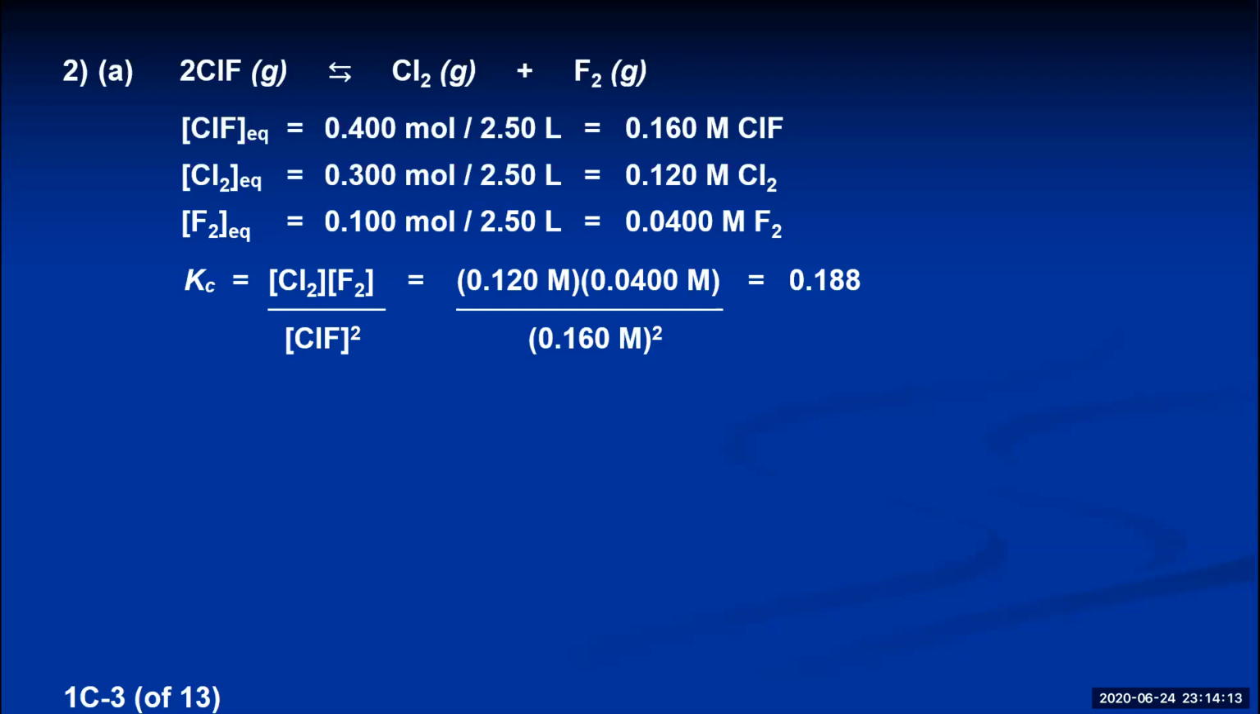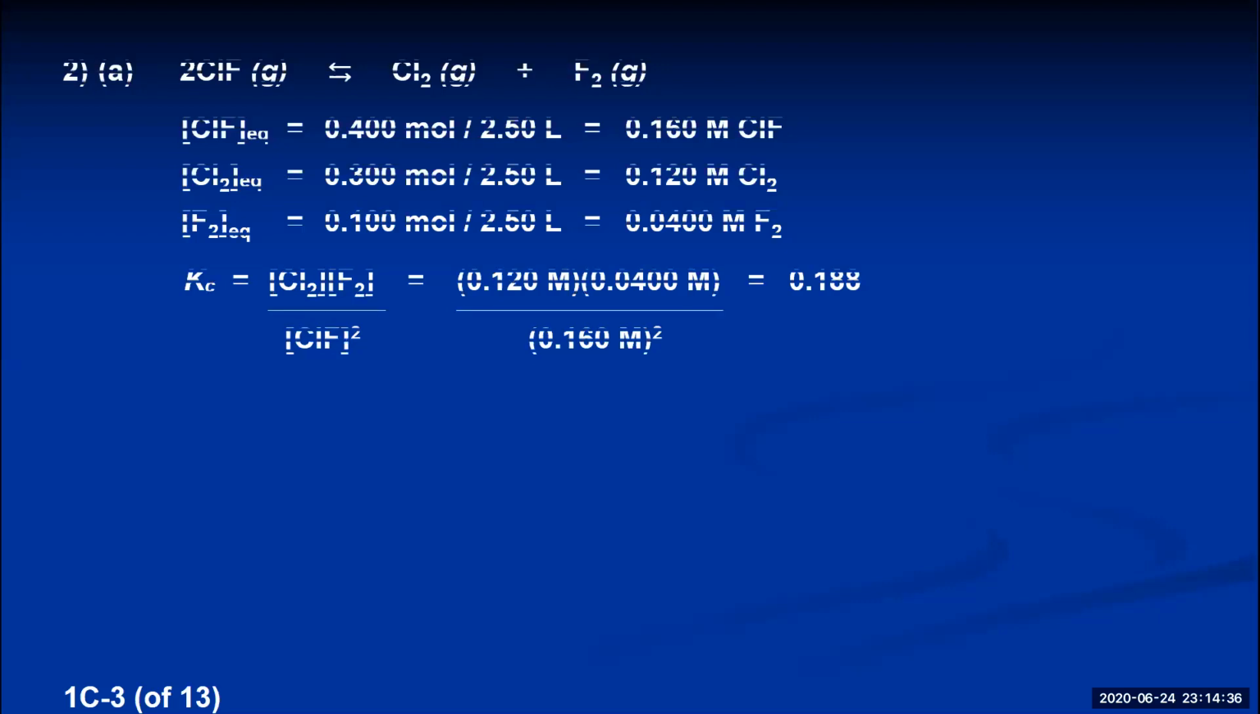B, if 0.200 moles of F2 is added to the flask at equilibrium, calculate the new concentration of ClF when equilibrium is reestablished. So the three numbers we have here in problem 2a are the molarities you would have for ClF, Cl2, and F2 if you're at equilibrium. If you change any one of those, the system will not be at equilibrium anymore.